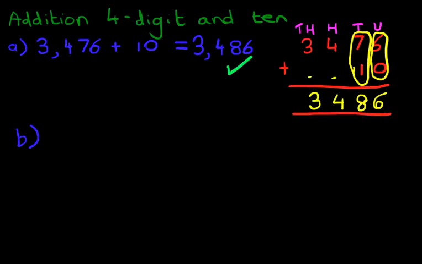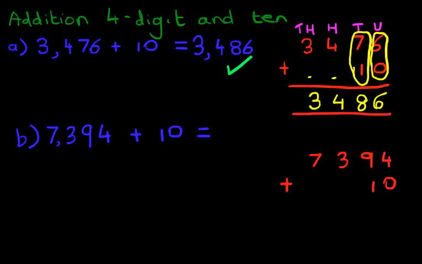What is 7,394 plus 10? 7,394 plus 10. Now the first stage, yes, you've guessed it, we're going to write this down in the vertical format. So let's do that. 7,394 plus 10. Oops, there we go.